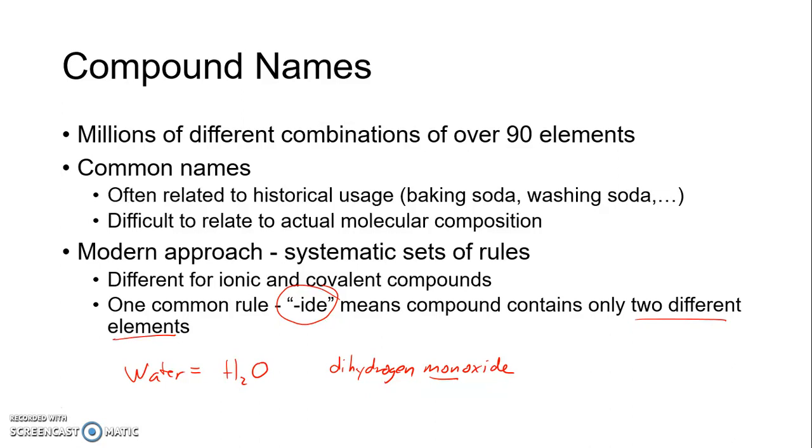So in the next videos, we'll talk about ionic bonds and we'll talk about covalent bonds as well as the naming sequence for each type.